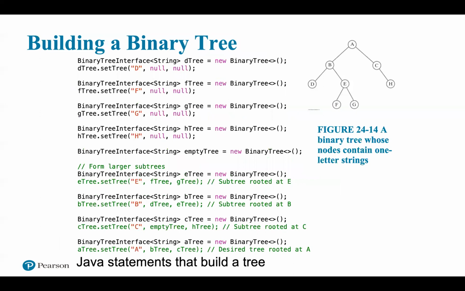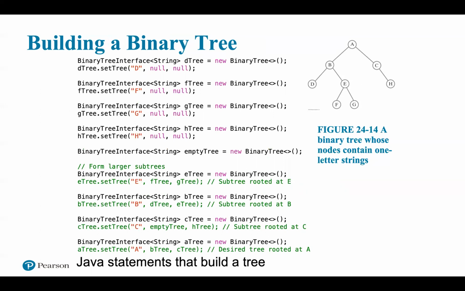So here's an example. Suppose that the class BinaryTree implements the interface BinaryTreeInterface. To construct the tree in Figure 24.14, we first represent each of its leaves as a one-node tree. Notice that each node in this tree contains a one-letter string. Moving up the tree from its leaves, we use setTree to form larger and larger subtrees until we have the desired tree. So here are some Java statements that build the tree and then display some of its characteristics.